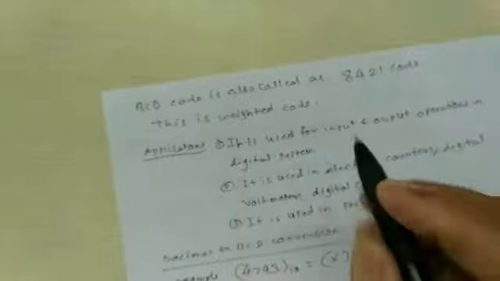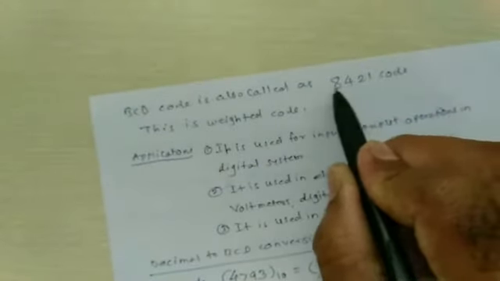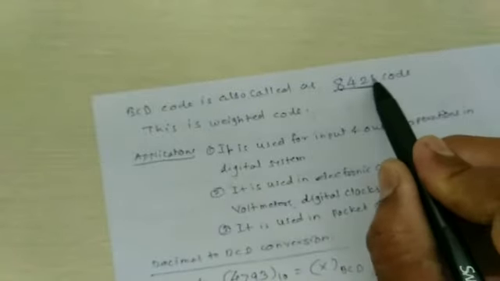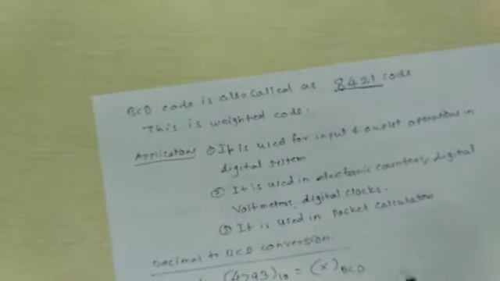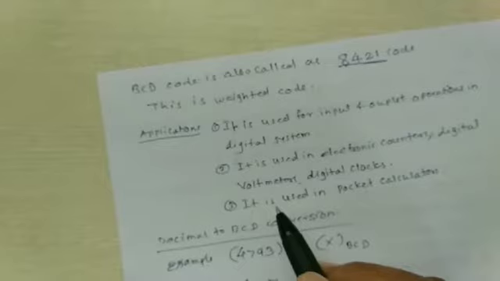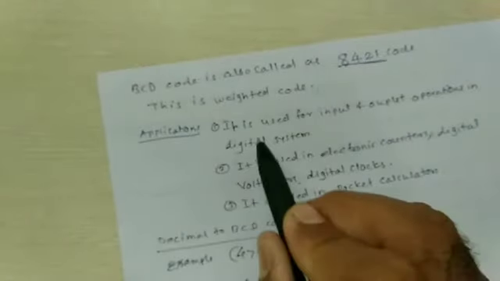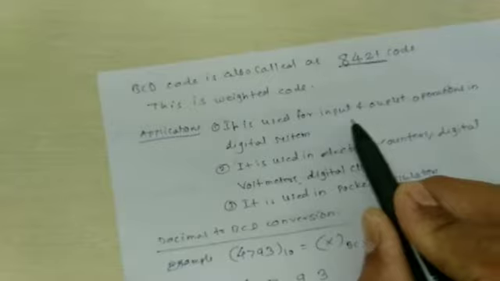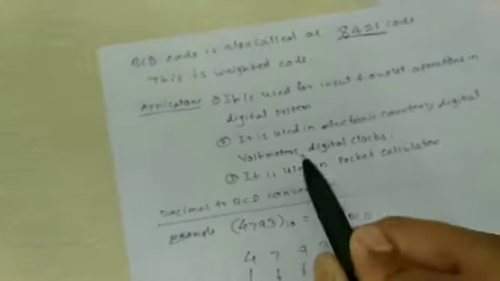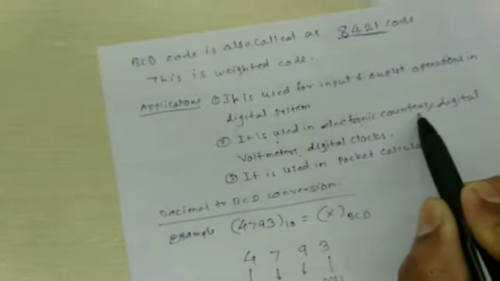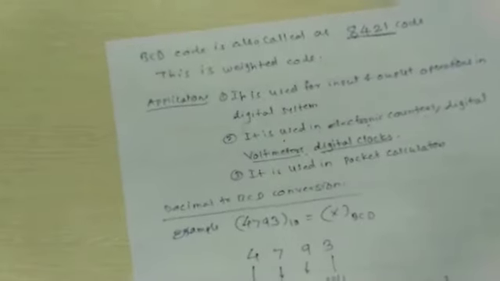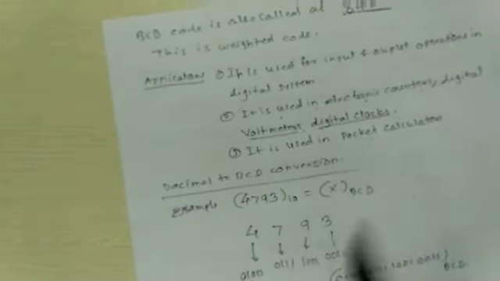This BCD code is also called 8421 code. This is a weighted code. These are the weightages: 2 raised to 0, 2 raised to 1, 2 raised to 2, 2 raised to 3. BCD codes are used in different applications. It is used for input and output operations in digital systems. Second, it is used in electronic counters, digital voltmeters, digital clocks. It is also used in pocket calculators.